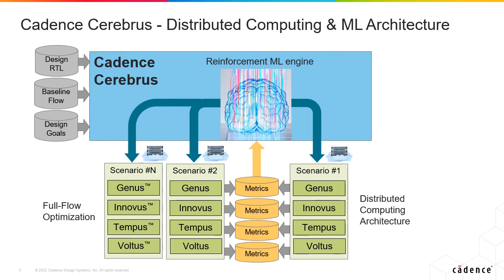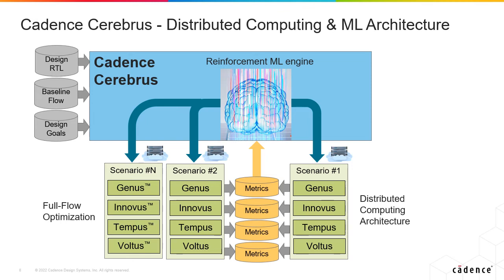The machine learning engine is continuously updated with data as the flow is running and has the ability to predict if a run is going to converge on its goals or not. If the run is not showing any promise, it will immediately be terminated and a new run will be started to reuse the available CPU resource. This is much more efficient than allowing each flow scenario to run all the way through the flow before doing any data analysis. The RL engine is key to ensuring the full flow optimization converges quickly.